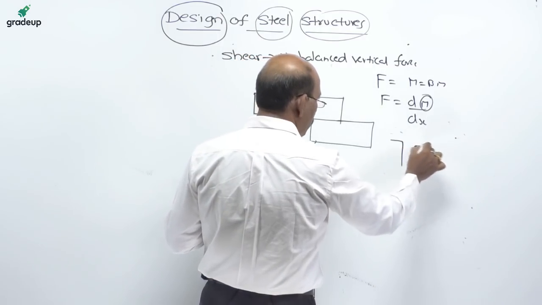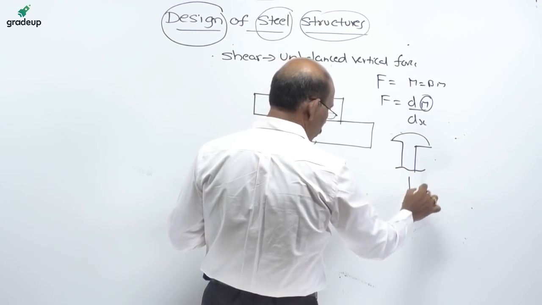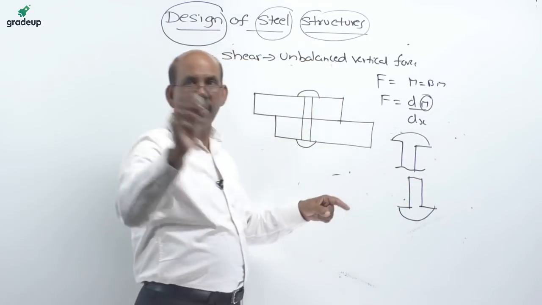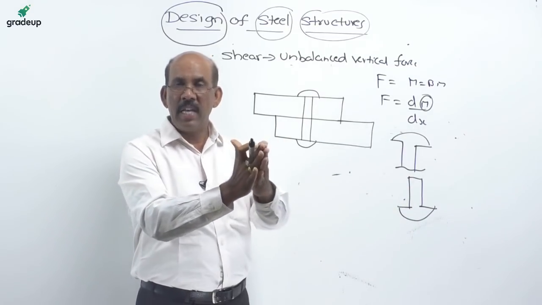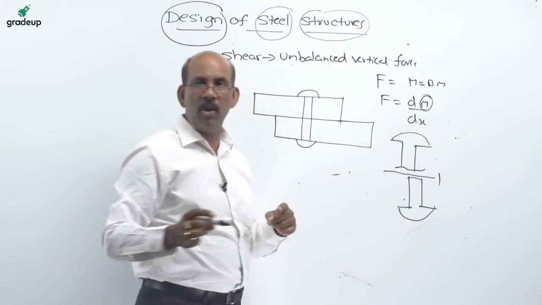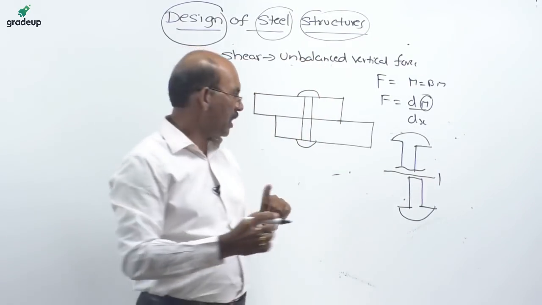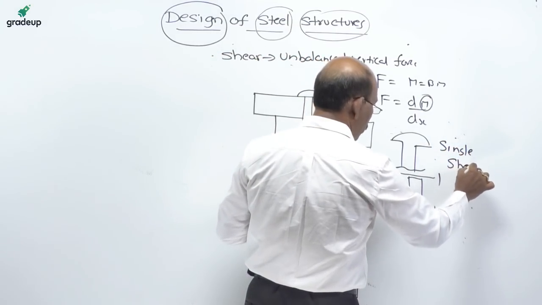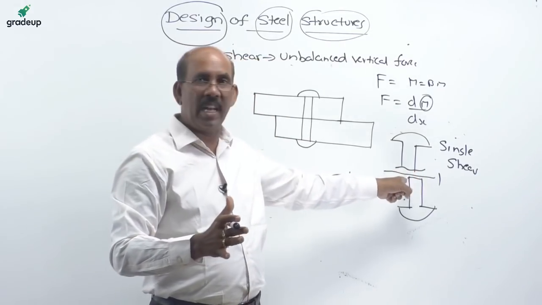So this is the failure. We can observe from here how the rivet fails. Here the failure plane is only one. The rivet is broken into two, which is known as single shear. The rivets are in single shear if the rivet fails like this.